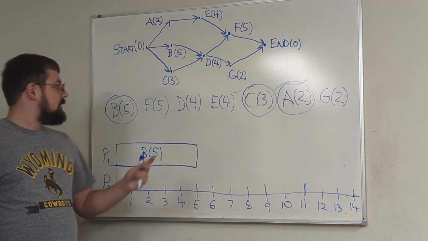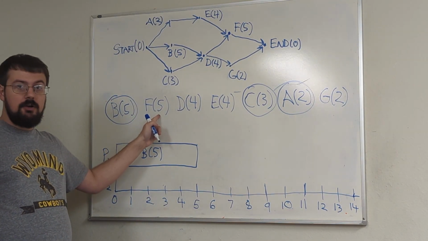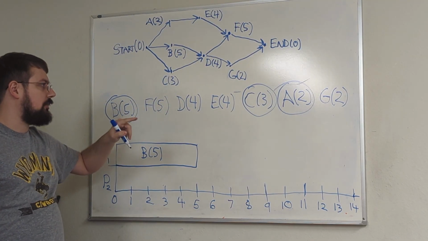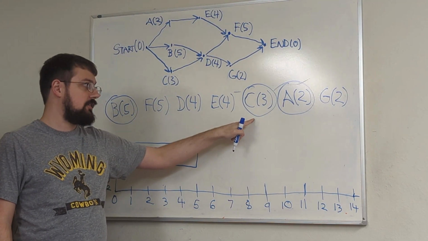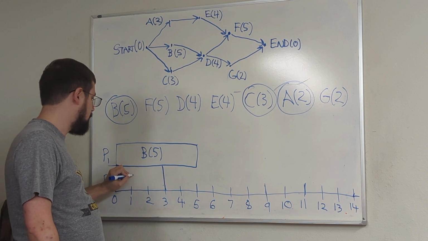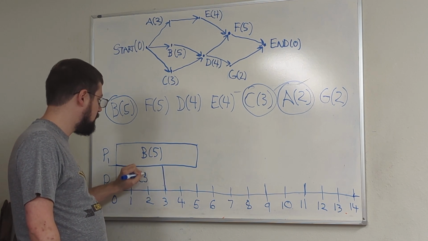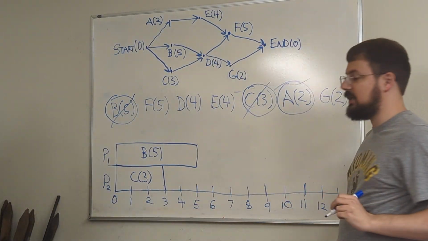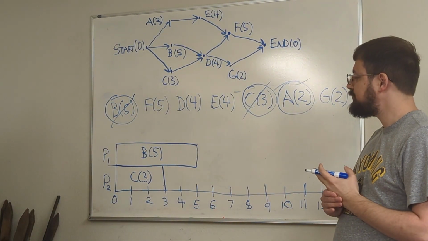thing on our priority list, so we're going to assign it to P1. And then the next thing is F, but that's not ready yet. We need to have E and D done before we can start on F. So the next thing that's ready is C. So we're going to assign C to processor P2. And we're going to put little slashes through them to indicate that we've started working on them.